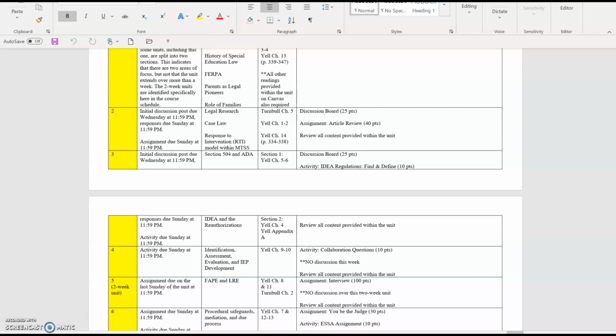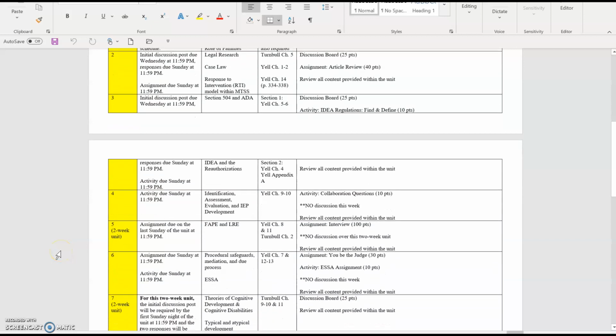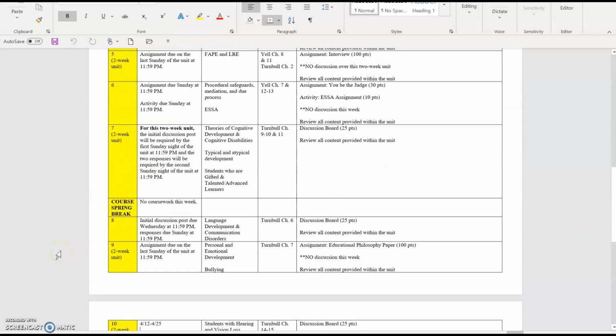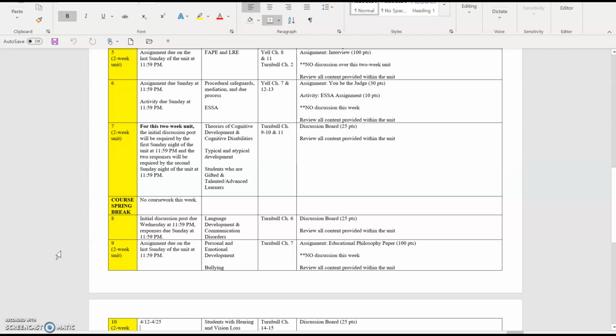As you can see, we'll move forward into topics of free appropriate public education, the least restrictive environment, and then into a variety of theories and focus on different types of special education needs or eligibility categories, such as speech and language, components related to serious emotional disabilities or intellectual disabilities. So that's just a little sneak peek at what we have coming up in the course.